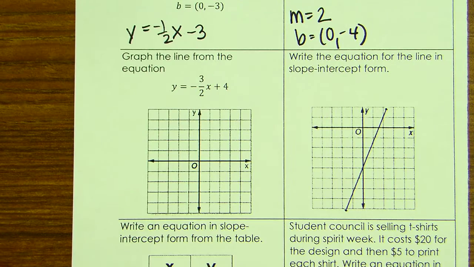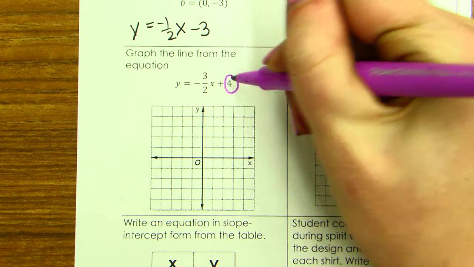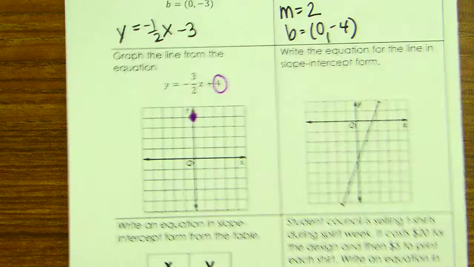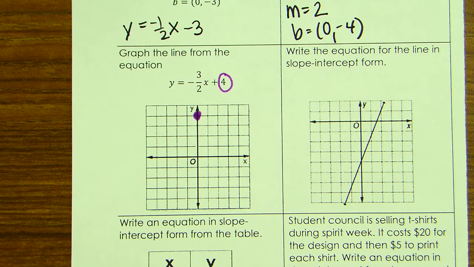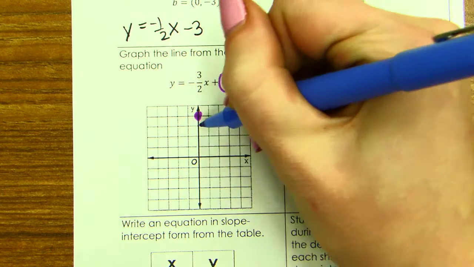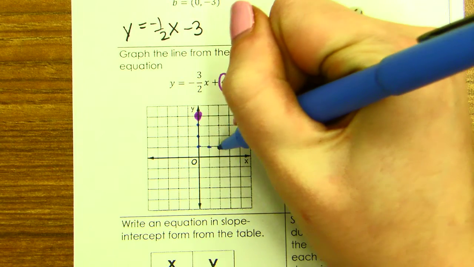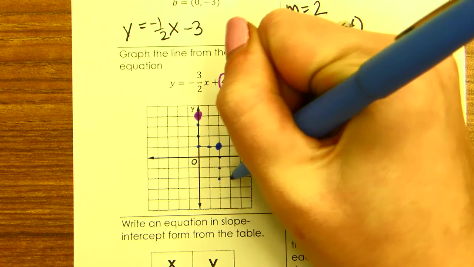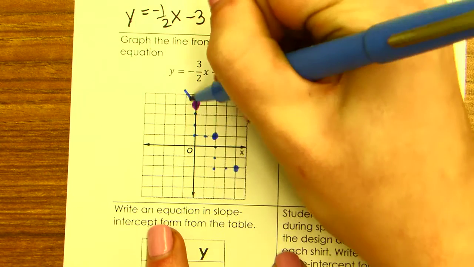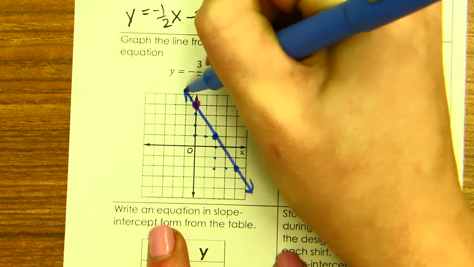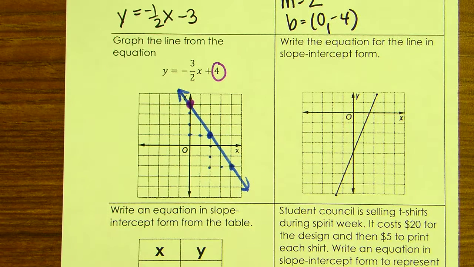Okay, the third one says graph the line from the equation. So I always start with b. I remember b for beginning. My y-intercept is positive 4, so I'm going to put a dot on my y-axis at positive 4. And then the slope is negative 3 over 2. So from this dot, I go down 3, to the right 2, down 3, to the right 2. You need at least 2 dots to make a line, but the more dots you draw, the easier it is to make your line more accurate.